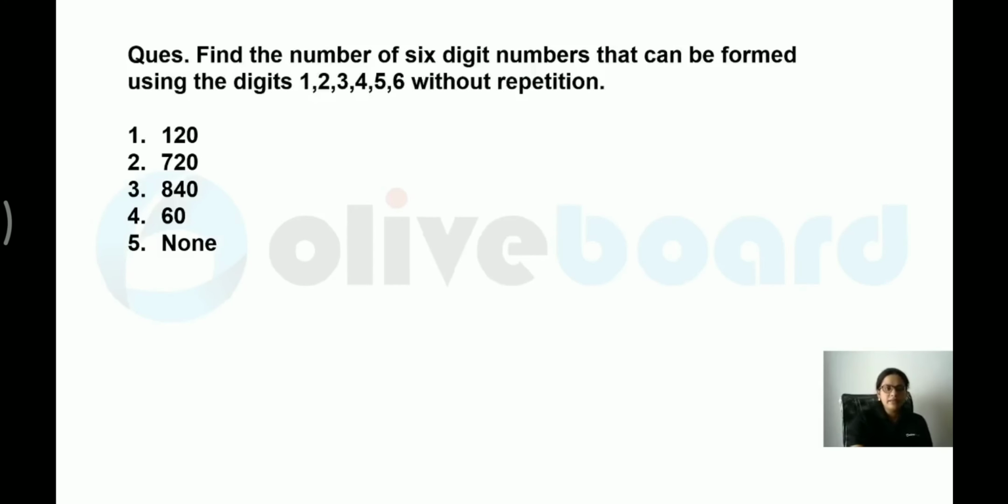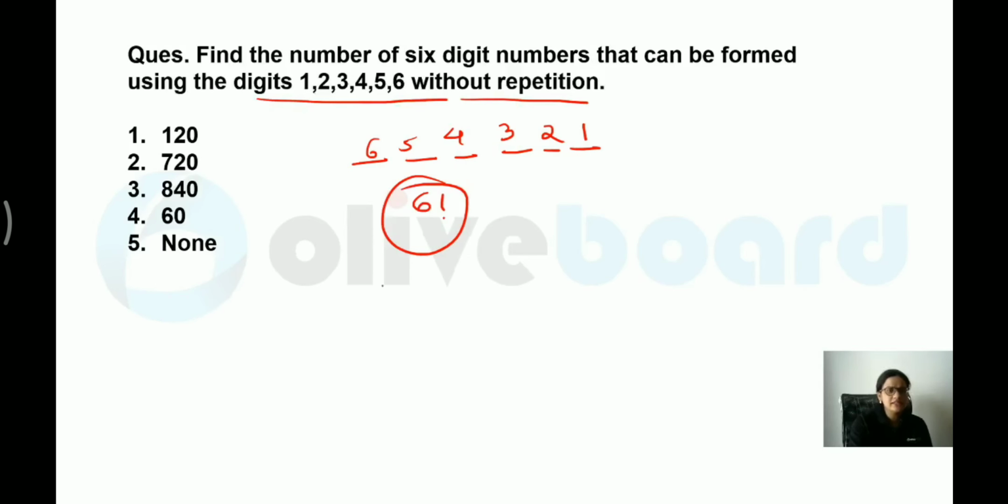Here they will be asking you the same question based on arrangement, but instead of letters, they will ask you for the digits. So how many 6-digit numbers can be formed using the digits without repetition? So there are 6 digits. I want a 6-digit number. So what will you write? 1, 2, 3, 4, 5, 6. So 6, 5, 4, 3, 2, 1. Because there is no condition given, or you can directly say 6 factorial over here. That is nothing but 720. So this is how you have to calculate it.